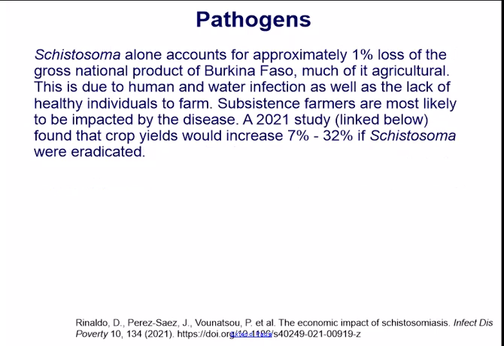Schistosoma alone accounts for approximately 1% loss of the gross national product of Burkina Faso, much of it agricultural. This is due to human and water infection as well as the lack of healthy individuals to farm. Subsistence farmers are most likely to be impacted by the disease. A 2021 study, linked below, found that crop yields would increase 7 to 32% if schistosoma were eradicated.